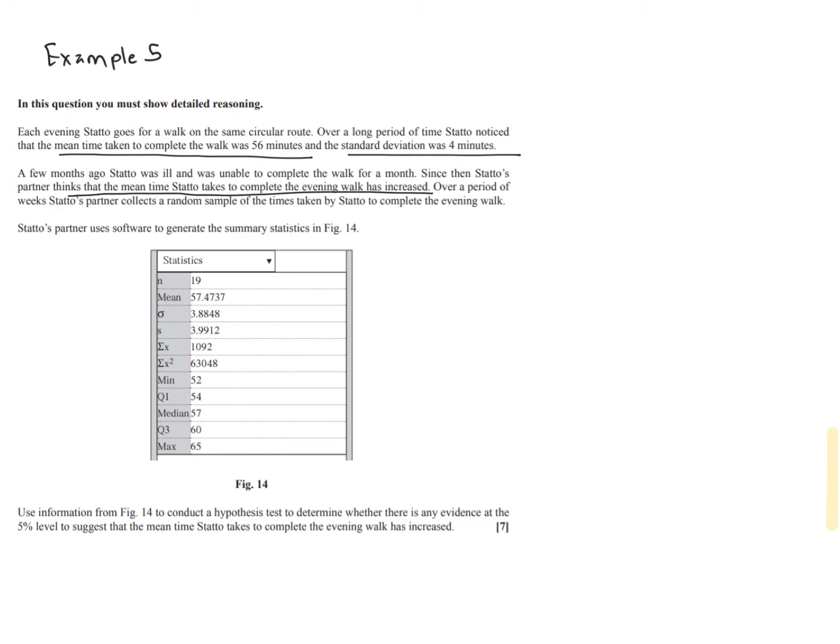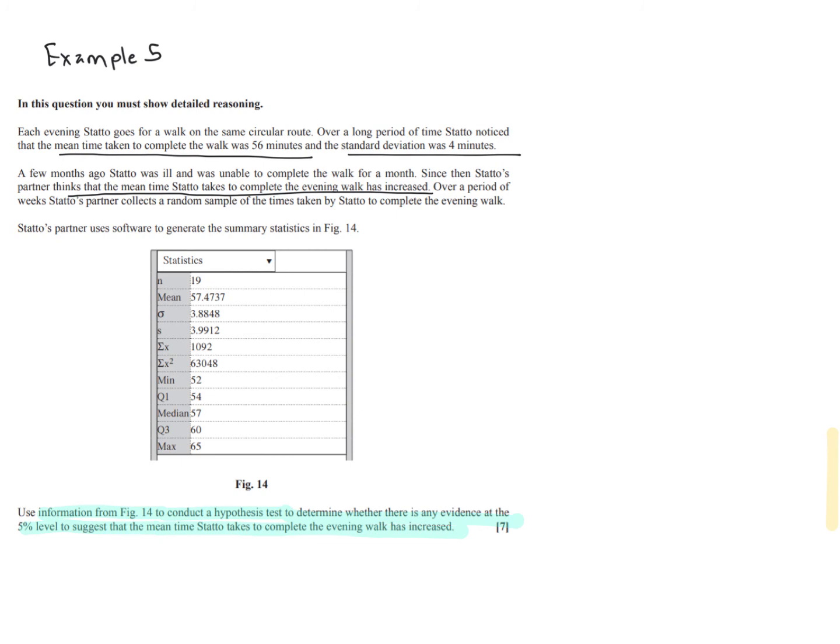Over a period of time, a random sample of the times taken to complete the walk have been collected, and summary statistics have been generated in this table here. Now, it's really important that we understand the information in this table before we get to the last part of the question, where we've got to use information from this table to conduct a hypothesis test to determine whether there is evidence at the 5% level to suggest that the mean time taken to complete the walk has increased.